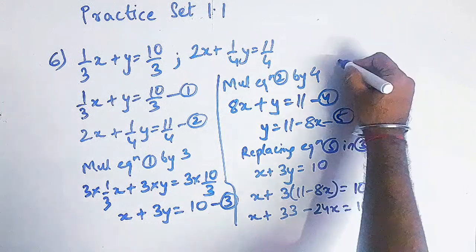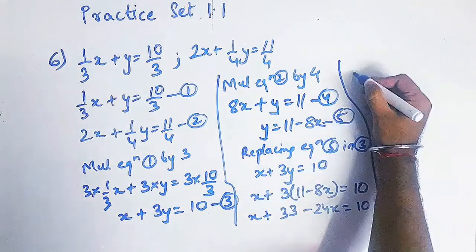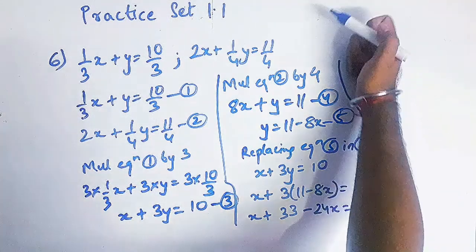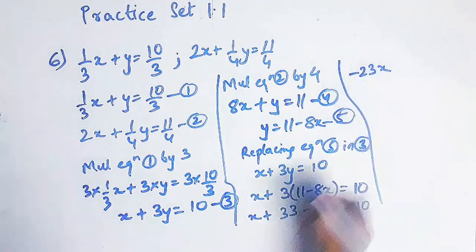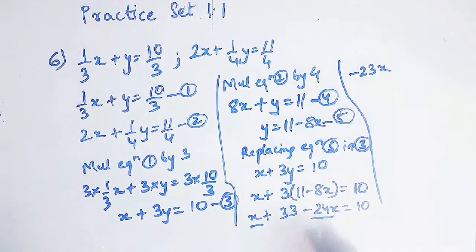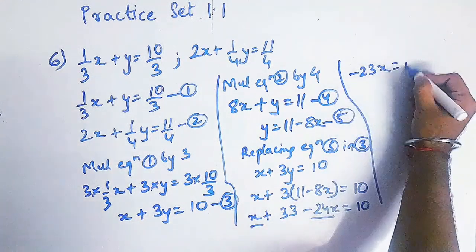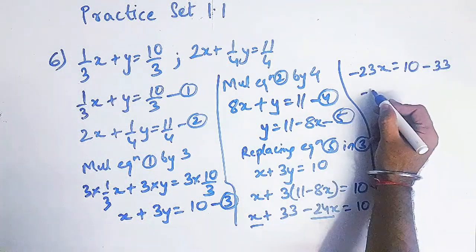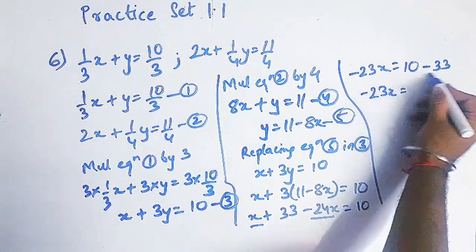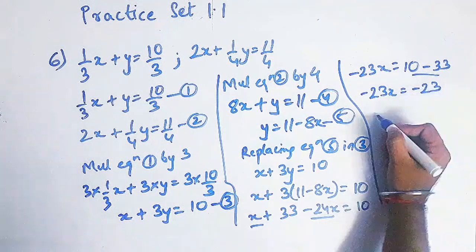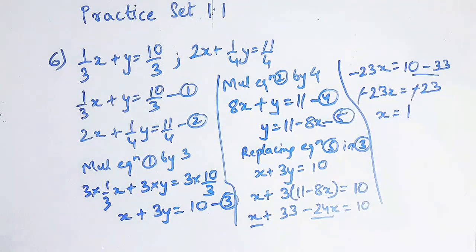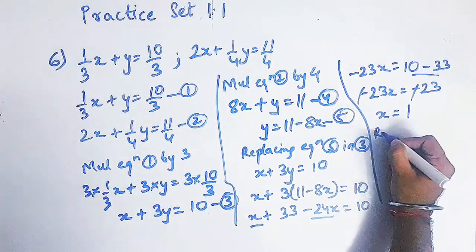So we'll get x minus 24x, I'll write this as minus 23x, x minus 24x is minus 23x, and here it will be 10 minus 33. 33 will move here, we'll get minus 23x is equal to minus 23. So what is the value of x? Minus minus gets cancelled, x becomes 1.